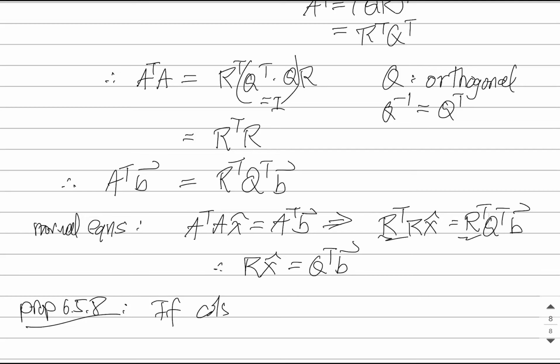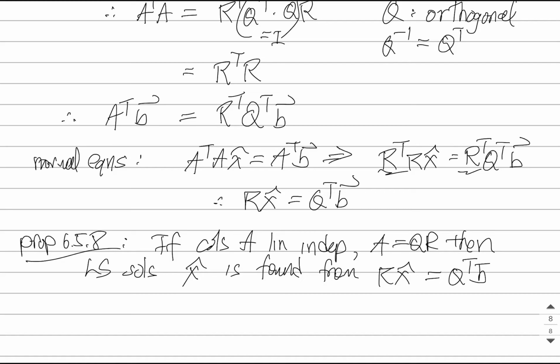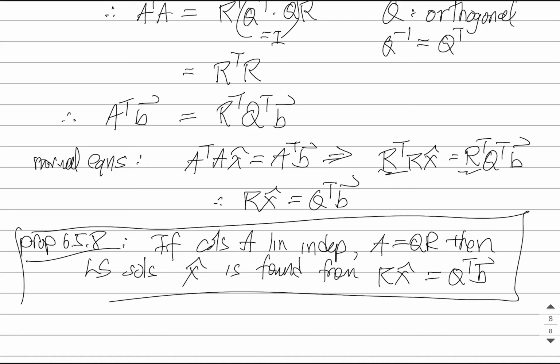So if the columns of A are linearly independent and A is equal to QR, then you can solve this alternate problem. So then the least squares solution, x hat, is found from this alternate form: R x hat equals Q transpose B. It's easy to solve. We know because the columns are linearly independent, that was a condition that we needed to have to guarantee a unique solution. So if we are in the realm of QR, we're going to get a unique solution. Now, this is nice. R was an upper triangular matrix. That's very easy to solve.